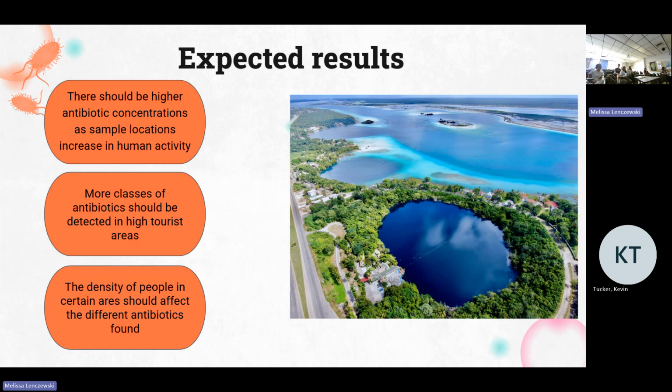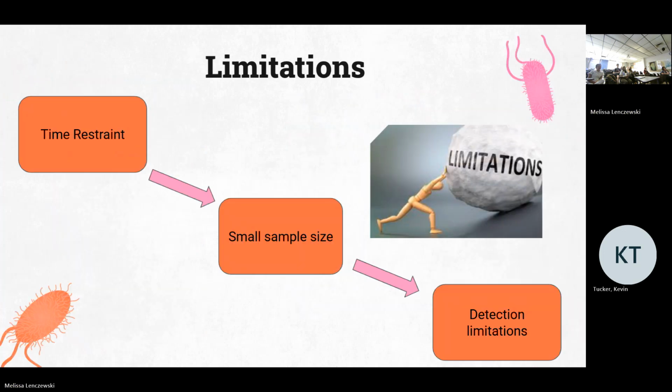More classes of antibiotics should be detected in high tourist areas, and the density of people in certain areas should affect the different antibiotics found. We should also be able to correlate most of the antibiotics found in my study to Daniel's study with the ARGs. And then limitations. Obviously, there's the time restraint.